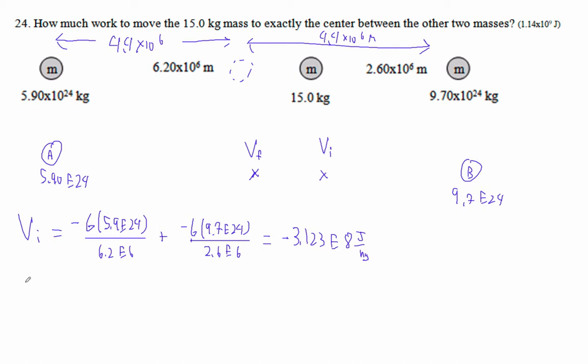All right. And then my final one is going to be exactly the same thing. So the opposite of G times 5.9 E24, but now we're going to be over the center. The center is 4.4 from each one. And then opposite of G times this other guy, 9.7 E24, over 4.4. Notice that we're closer to this guy, so we'll be farther down in the hole.